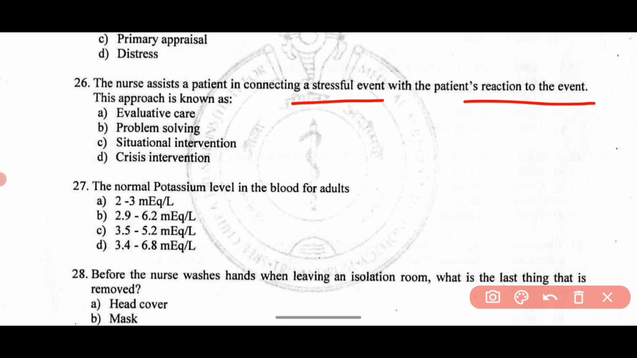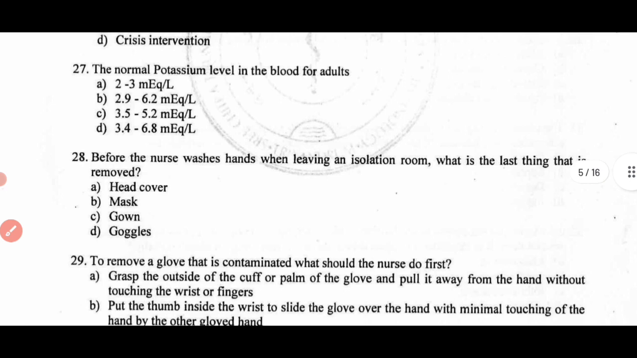Okay, so this definition, it is a direct question. This kind of definition is called as what? Crisis intervention. By knowing the patient reaction, you are going to identify the solution for that. So this is called as what? Crisis intervention. Here there is a stressful event and the patient reaction you are analyzing and you are making some intervention. This is called as what? Crisis intervention.